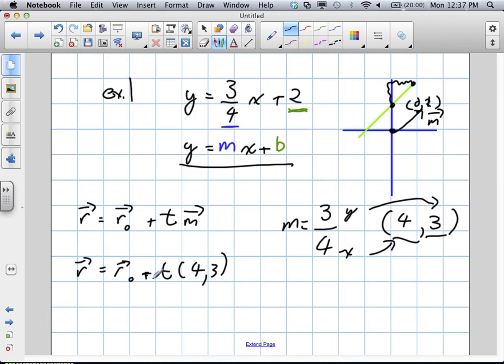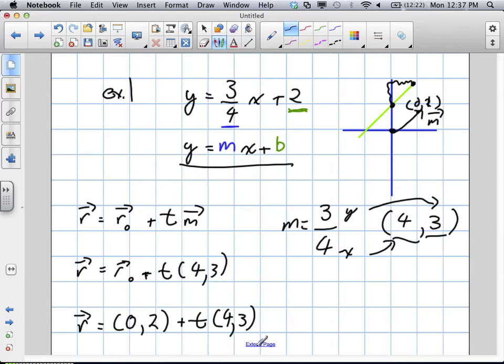R naught. Do you guys know any points along this line? 0, 2. Simple as that. So our vector form, 0, 2 plus t 4 and 3. That would be our vector form.